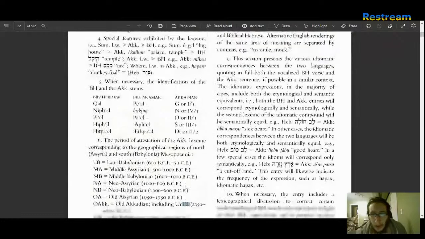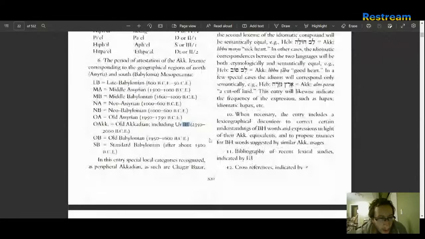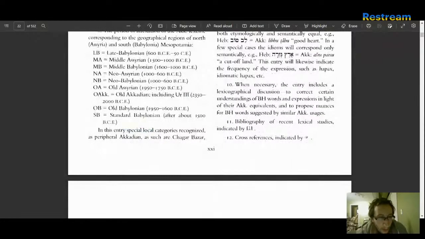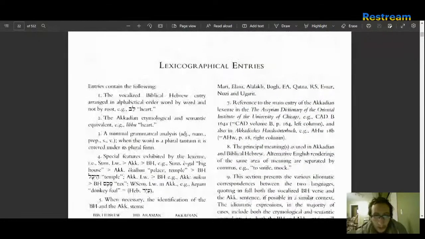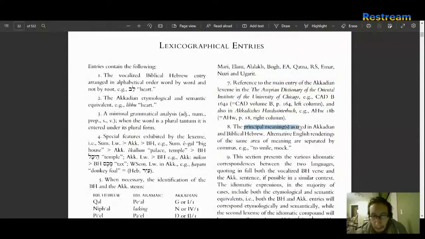Okay. And in this entry, also, other categories are recognized. Mari, Elam, these different regions have different types of Akkadian. Reference to the main entry of the Akkadian lexeme. The principal meaning as used in Akkadian and Biblical Hebrew. Alternative English renderings of the same area of meaning are separated by commas.